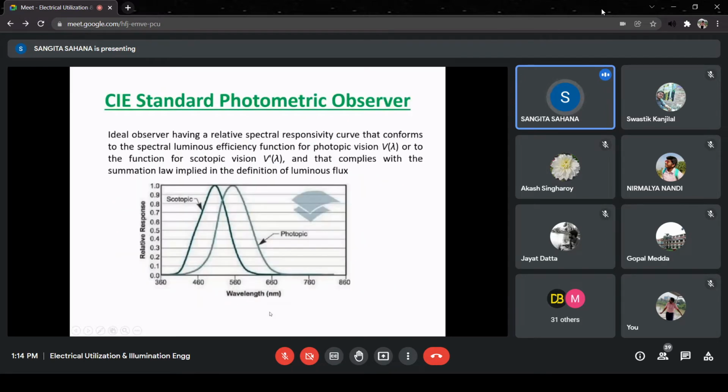So we'll see this. What is the CIE standard photometric observer? We know that there is one V lambda curve for photopic vision, and one V dash lambda for scotopic vision. So this is the normalized V lambda and V dash lambda curve.